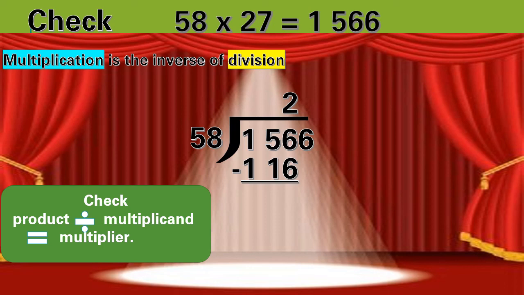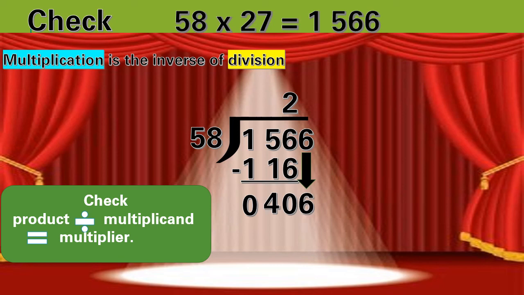6 tens from 6 tens is 0 tens. 100 from 500 is 400. 1,000 from 1,000 is 0,000. Bring down. We bring down our 6.